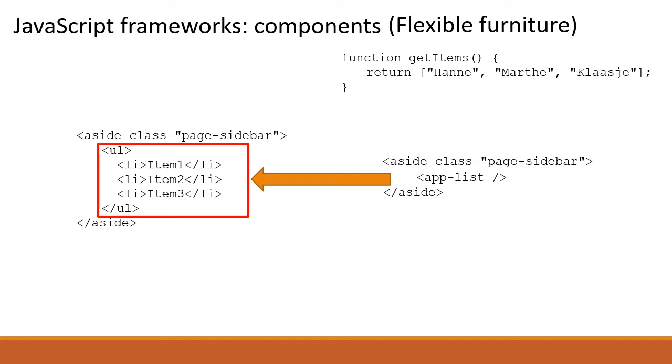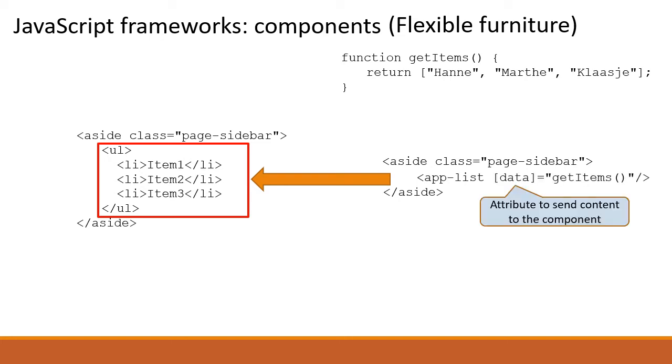Let's say we have a JavaScript function, getItems, and this function returns an array with 3 names. We want to use this information in the component, so we have to make our component more flexible, and we do that by adding attributes to our app list. In this case, the attribute is called data.